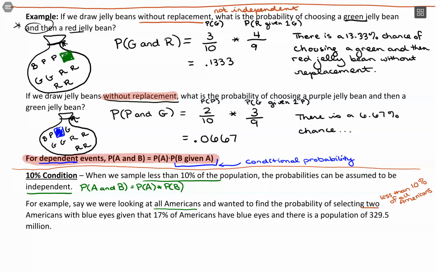What they tell us is blue eyes for Americans has a 17% chance of occurring. So I'm going to write that down. We have this probability of blue eyes is 17%. And we're going to go ahead and estimate that the population is about 329.5 million people. So if I'm selecting 2 people and say I want to look at the probability of selecting someone with blue eyes and then another person with blue eyes, selecting people, this would technically be without replacement.